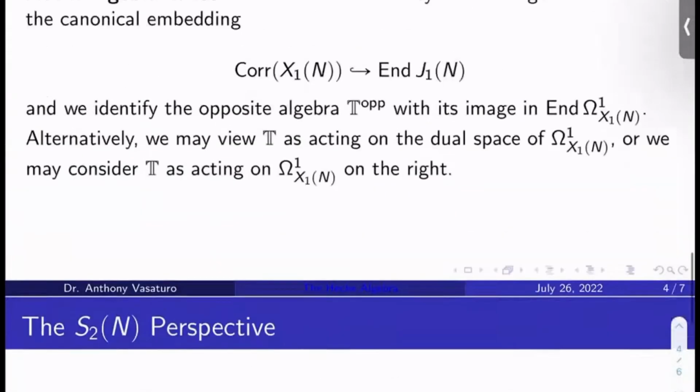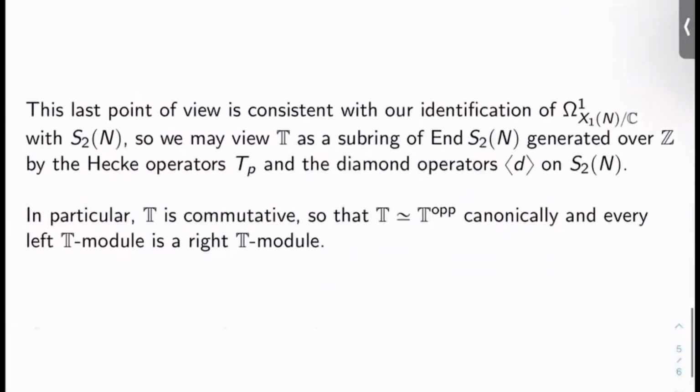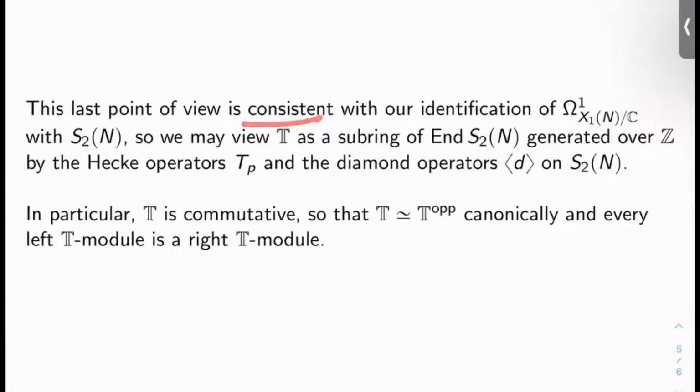Now it's this last group of perspectives here that we're most concerned with, because it's consistent with our identification of Omega^1(X_1(N)/C) with S_2(N). We had that canonical isomorphism in previous videos. And so we can view T as a subring of endomorphisms of S_2(N) because of this isomorphism, generated over Z by the Hecke operators T_p and the diamond operators <d> on S_2(N). Instead of thinking of T_p and <d> as correspondences now, we're thinking of them as operators on the space of weight 2 cusp forms for Gamma_1(N).